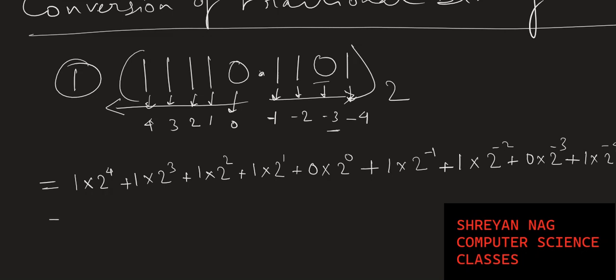So it becomes 2 to the power of 3 is 8. 2 to the power of 4 is 16, so 16 times 1 is 16.